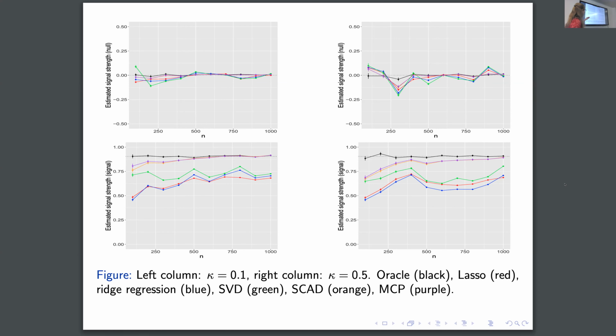The right-hand side is the same, it's just larger P, so it's usually more difficult. For some of them it takes a little bit longer to converge, which you'd expect. And it's a little bit more noisy, I suppose. I mean, it still performs well, but it's worse.